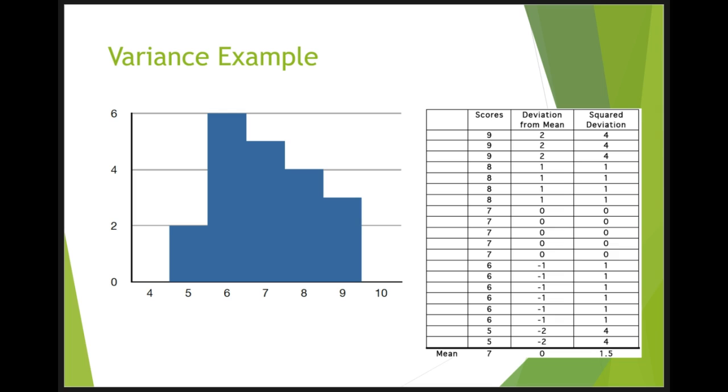The data from the left distribution in our earlier test score examples are shown here. You'll remember that the mean score is 7.0, and therefore the column deviation from mean contains the score minus 7. The column squared deviation is simply that column squared. One thing that's important to notice is that the mean deviation from the mean is 0. This will always be the case. The mean of the squared deviation is 1.5. Therefore, the variance is 1.5.